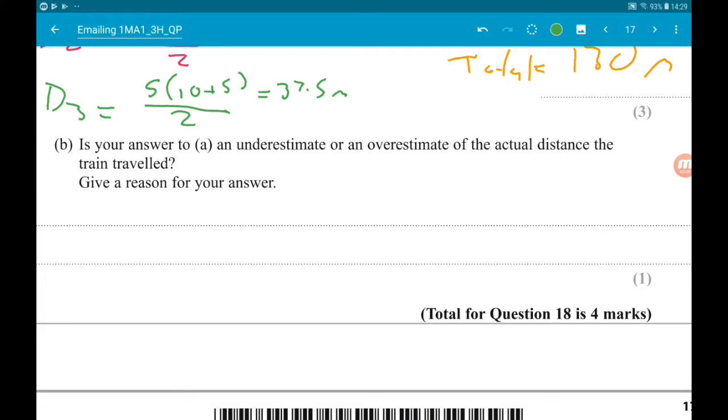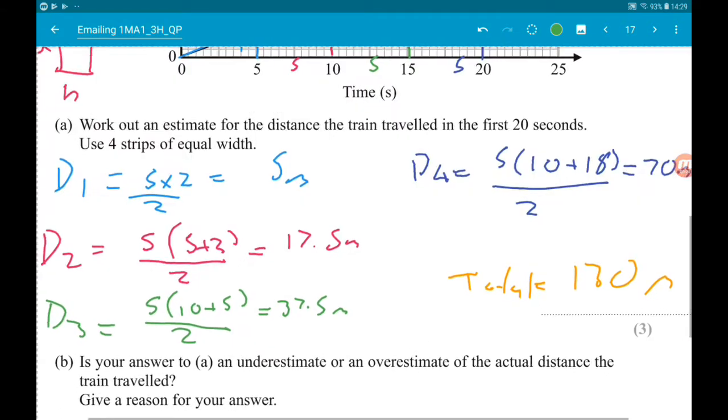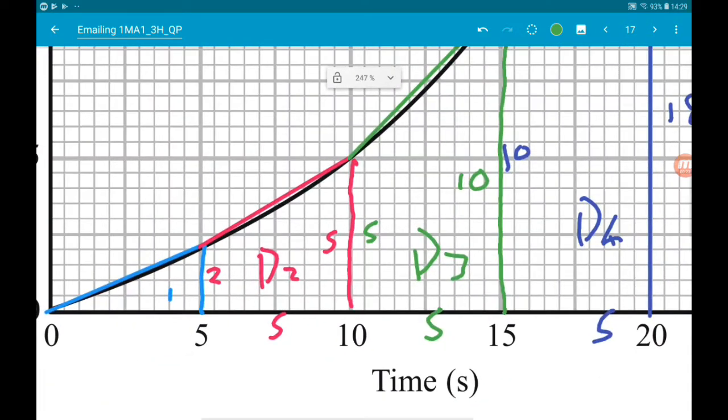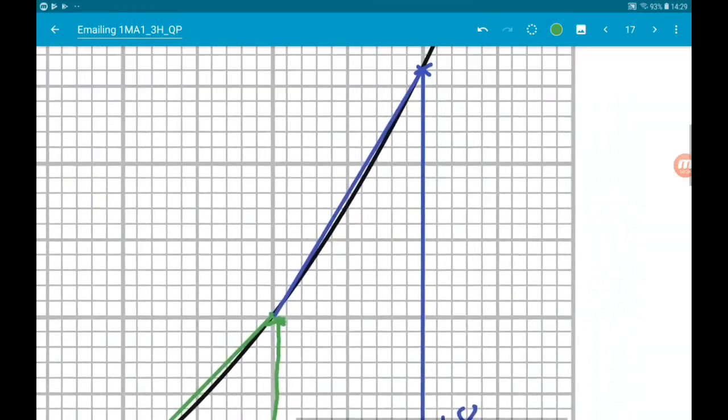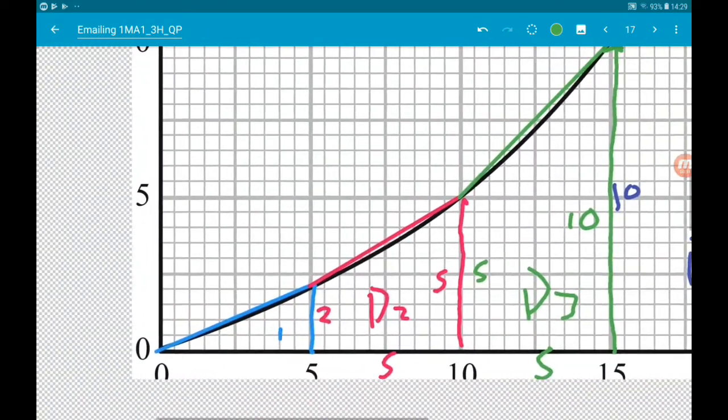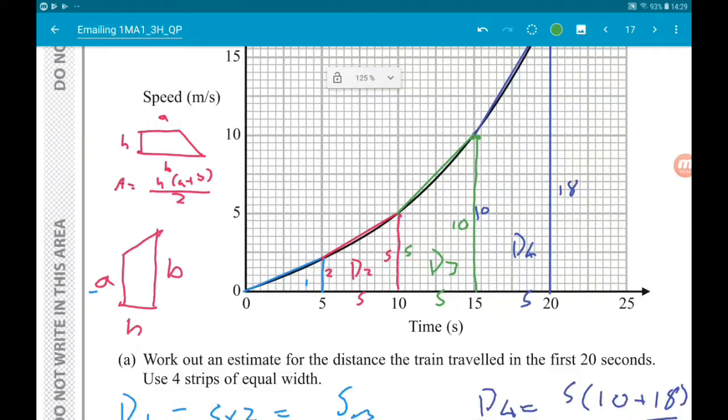Okay, then part B wants to know if our answer to part A was an overestimate or an underestimate. Give a reason for your answer. So remember, it's the area under the graph that represents the distance travelled. So I've gone back and drawn in my slanty lines properly, as you should have with a ruler, and we can see the lines go above the curve. So we've actually calculated a greater area than what's under the curve. So our answer was an overestimate.